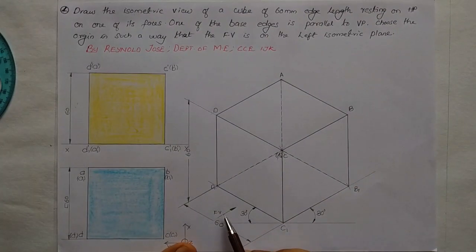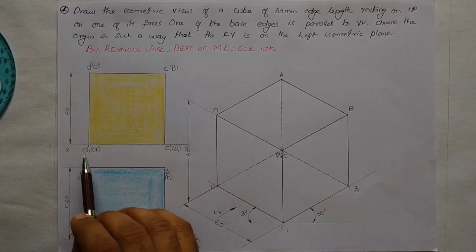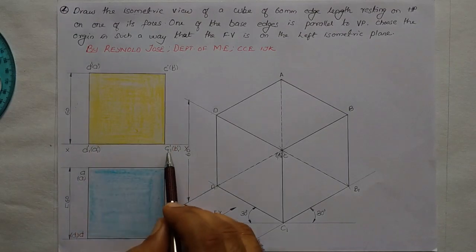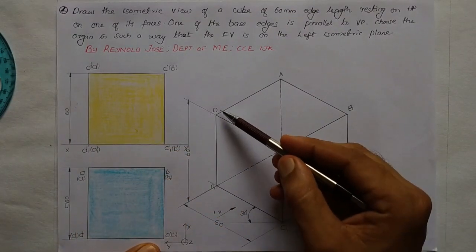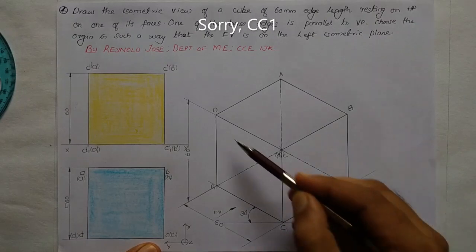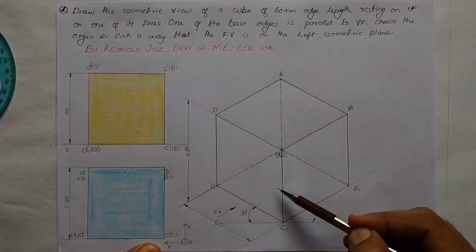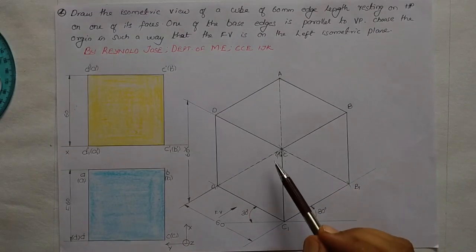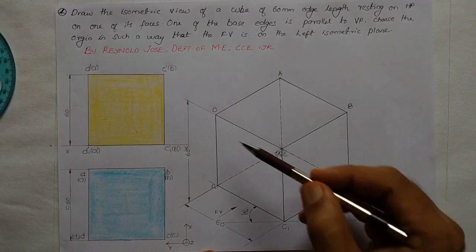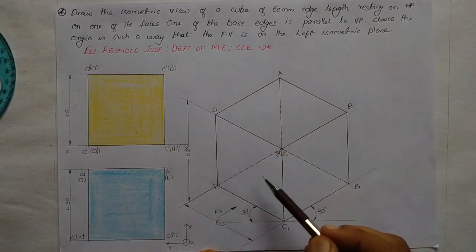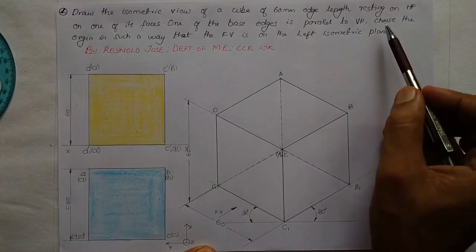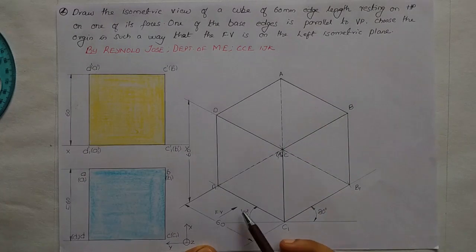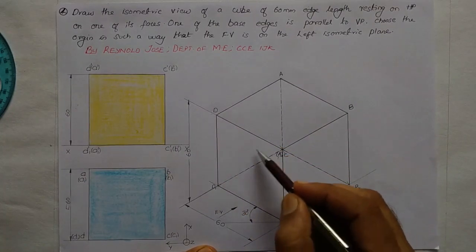So I have marked the front view direction. If you notice, this is D1, C1. So this is the front face, D1, C1, C. So this front face is on the left isometric plane. So that is what it means. We have chosen the origin in such a way that the front view is on the left isometric plane. So this is the direction of the front face. It is on the left isometric plane.